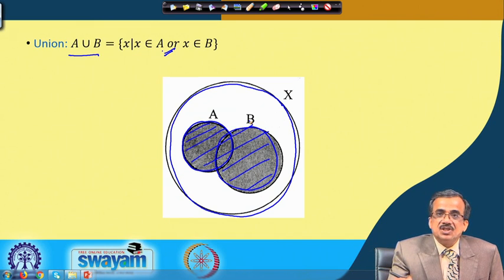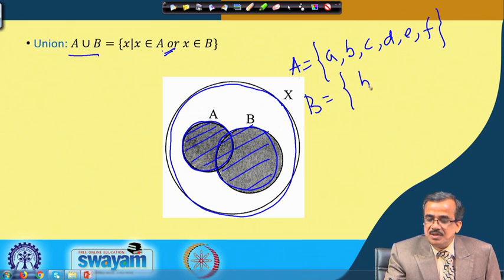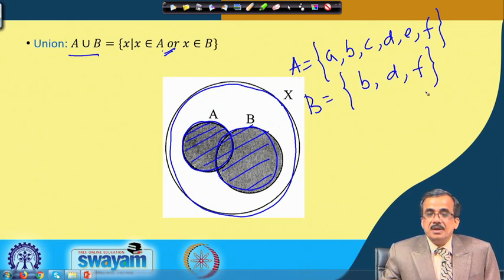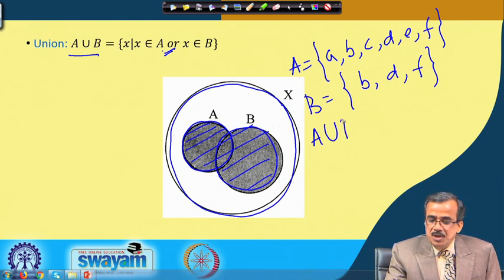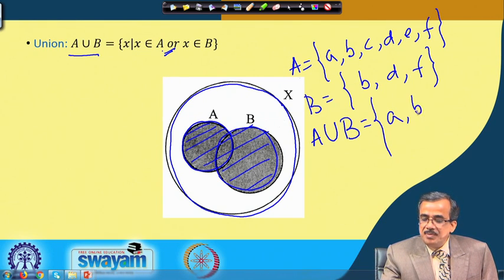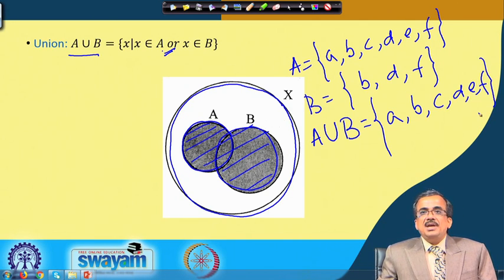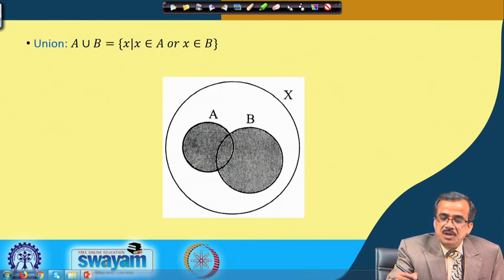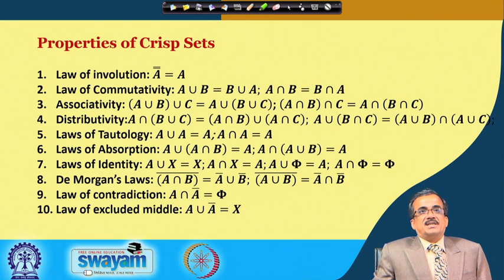Now, once again let me concentrate on the same example, where A is nothing but A, B, C, D, E, F, and B is another crisp set which is B, D, F. Now, if I try to find out what A union B should be, it is very simple. We consider the maximum, that means A union B will be nothing but A, B, C, D, E, F. So, this is the way we can define the union of two crisp sets.